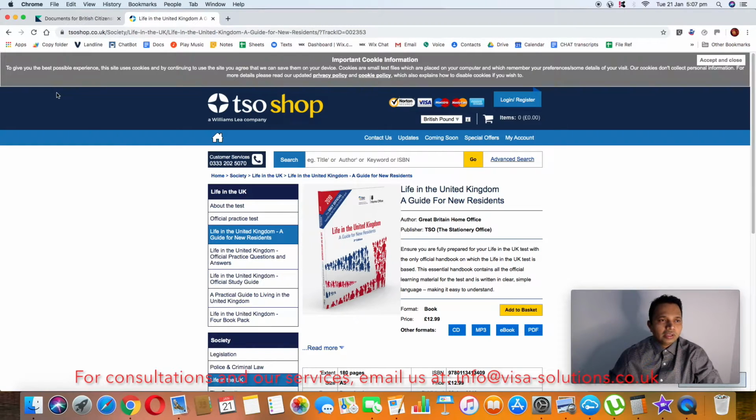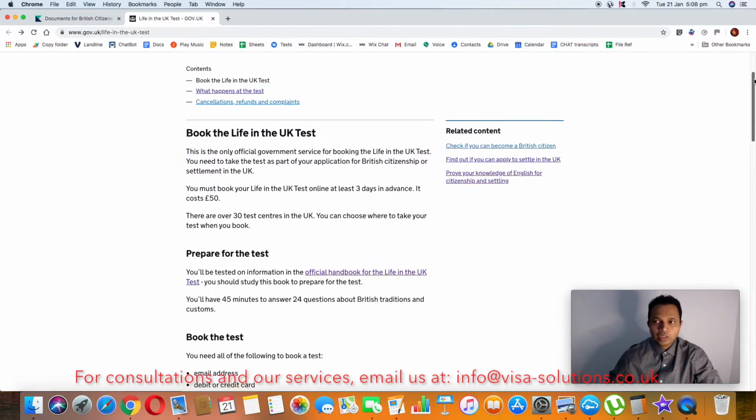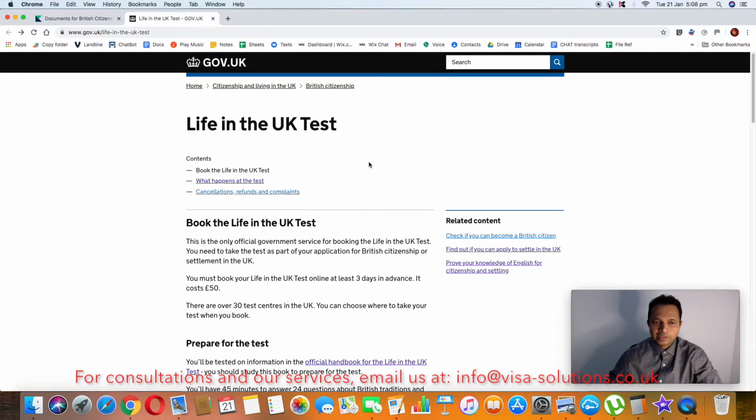Most of the clients that we hear from, they do practice on apps on Android and iPhone. You have various apps. If you search for Life in the UK test, you will get several apps. You can read the reviews of those apps and maybe buy one. They are quite cheap, maybe £2 to £5. You can also practice on the apps. Online there are various websites as well. If you Google for Life in the UK test, you may get the questions and answers to practice.